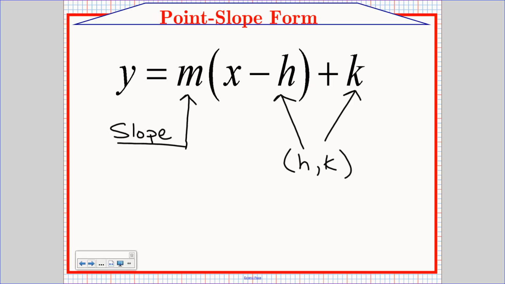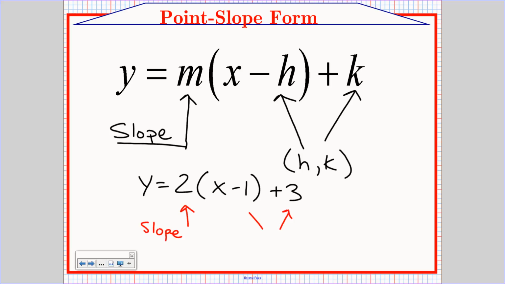So here's a quick example. If I have y equals 2 times the quantity x minus 1 plus 3, that's going to be a line with a slope of 2 and a point on that line (1, 3). So a point where x equals 1 and y equals 3. And that's all the information we need to graph a line.